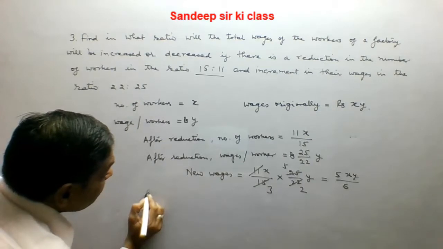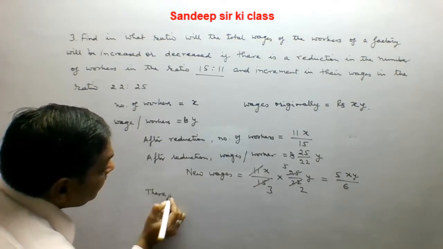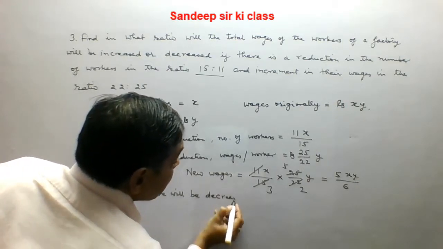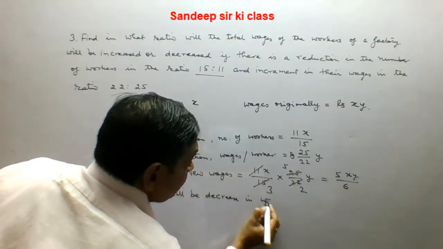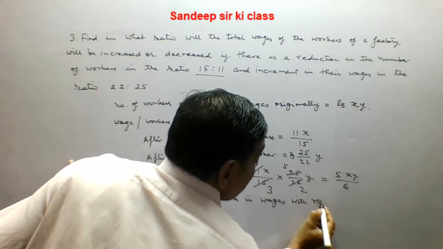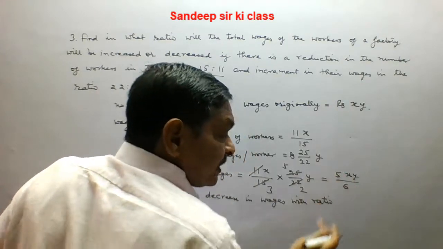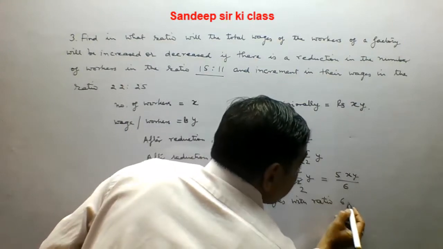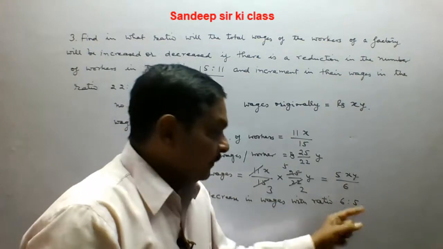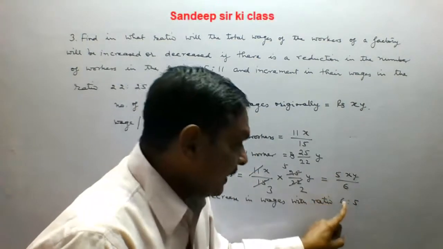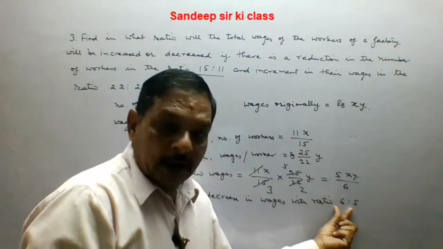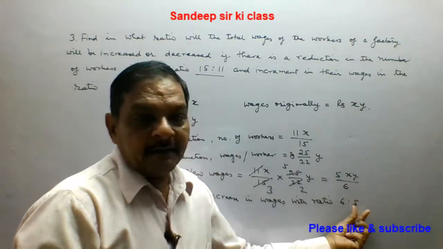So there will be a decrease in wages in the ratio 6:5, because earlier if the wages were rupees 6, now they have become 5. So 5 upon 6 is written as 6:5, meaning thereby that if the wages earlier were rupees 6, now they have become rupees 5.